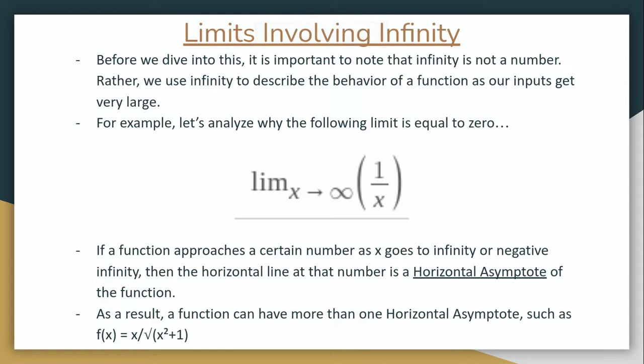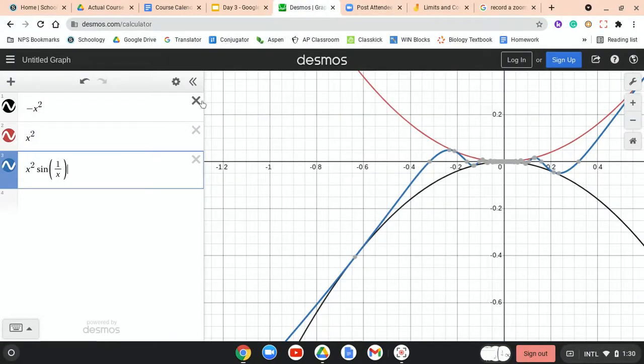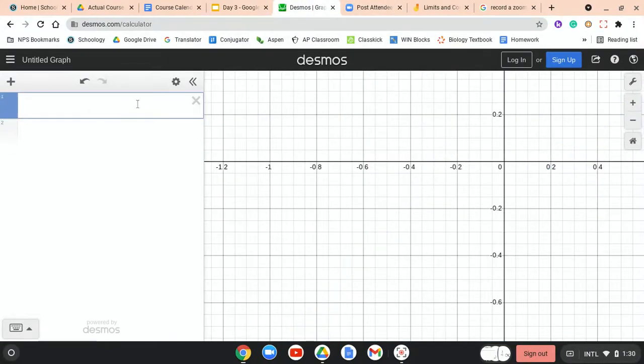All right, limits involving infinity. Before we dive into this, it's important to note that infinity is not a number, but rather we use infinity to describe the behavior of a function as our inputs get very large. For example, let's analyze why the following limit is 0. So infinity is not a number, it's an idea, and it allows us to represent the behavior of certain functions.